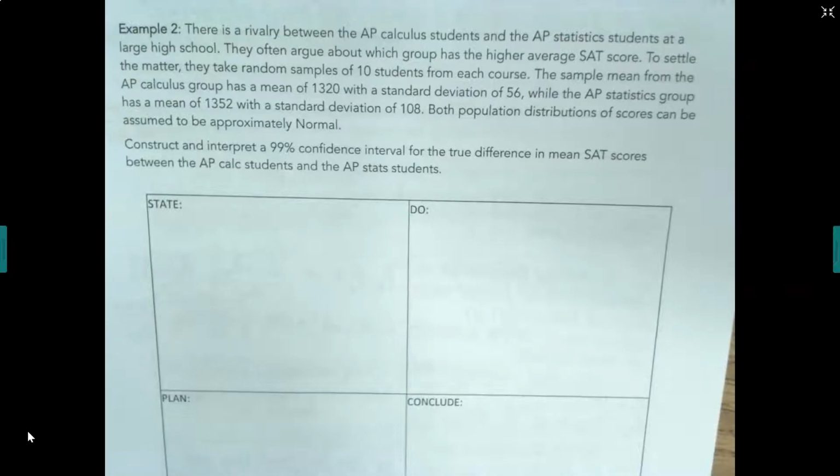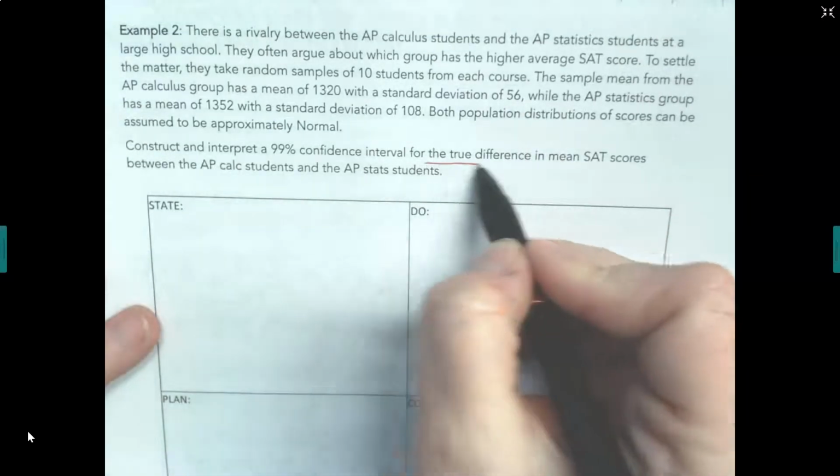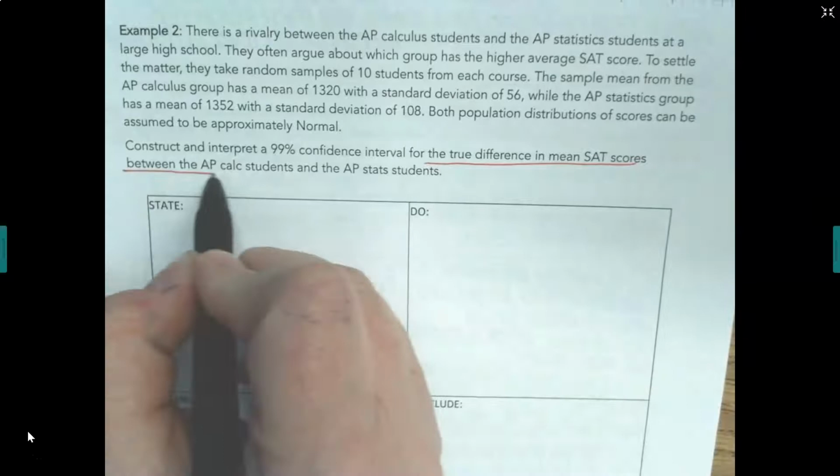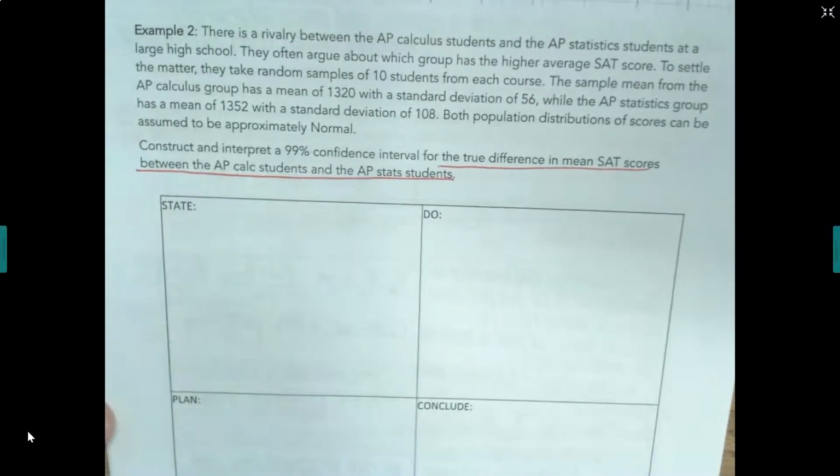The sample from the AP Calculus group has a mean of 1320 with a standard deviation of 56, while the AP Statistics group has a mean of 1352 with a standard deviation of 108. Both population distributions of scores can be assumed to be approximately normal. Construct and interpret a 99% confidence interval for the true difference in mean SAT scores between AP Calc students and the AP Stat students. That will help us with our parameter.